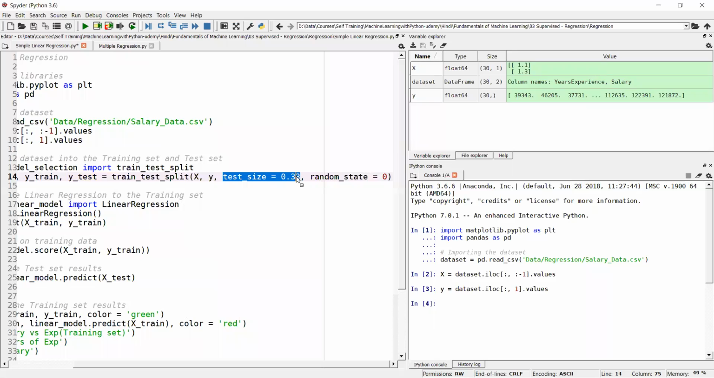If you mention 33%, your test set will be 33%, and the rest will be the training set. Now random state, I explained in data preprocessing, right? Whenever you run this, you want the same set. Because it divides the 30 readings randomly, if you don't put random state, every time the set will be different whenever you run it. So you may encounter problems with accuracy. So we fix it so that every time the splitting happens the same. That is the only purpose of random state.